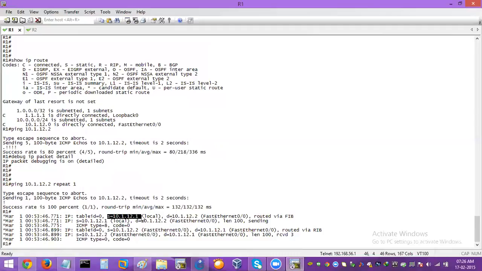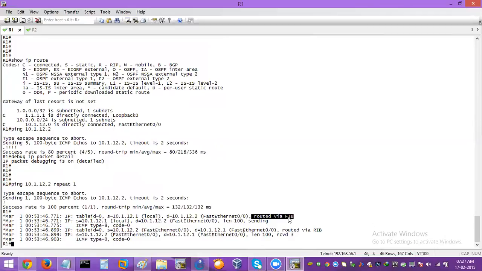Going from source 10.1.12.1, automatically this router has picked up a source, because whenever you make a ping from any device, by default the source will be the exit interface. The packet is routed on which interface? 0/0. This router had 2 routes, one via Loopback 0 and one via FastEthernet 0/0. And the destination 10.1.12.2 was actually reachable via FastEthernet 0/0. That's what I have taken, and I routed the packet via FIB.